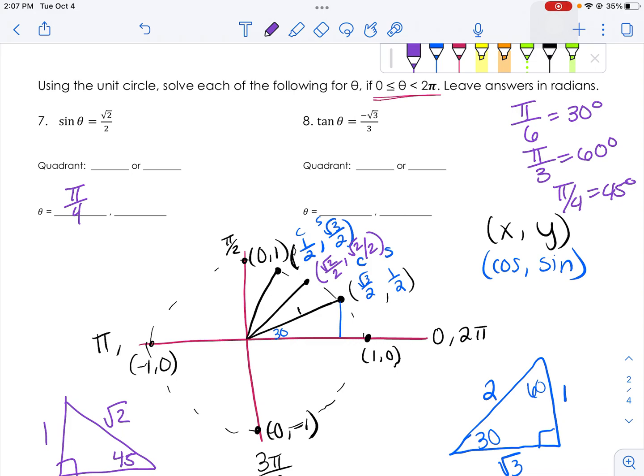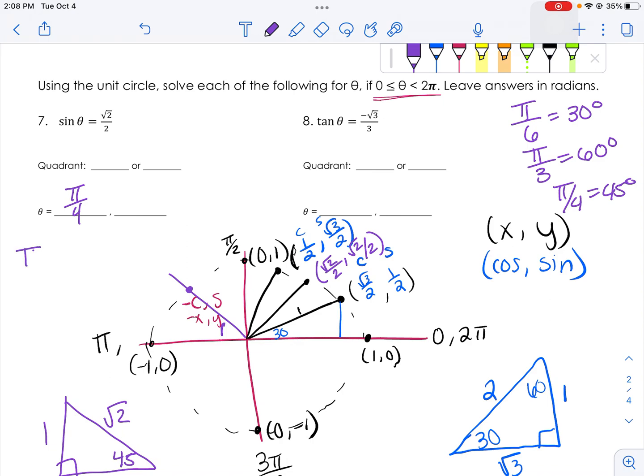So pi over 4 is one answer, because sine is positive in the first quadrant. Sine is also positive over here. Remember, sine is my y coordinates. So sine is also positive here, because it'd be negative cosine but positive sine, because it's negative x, positive y. So wherever I had a 45 degree reference angle over here, in radians that would be pi over 4.